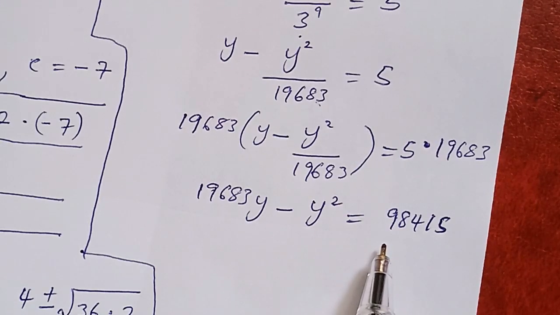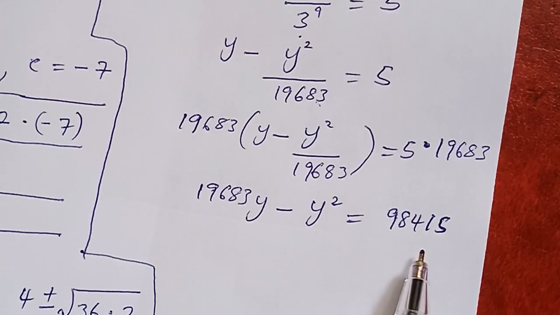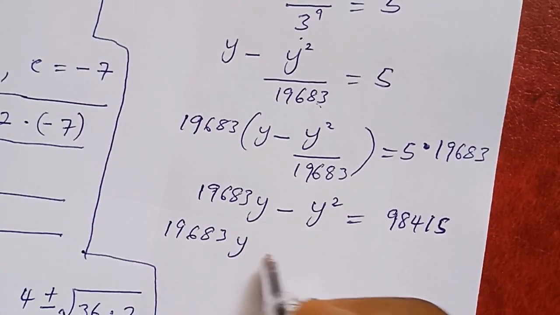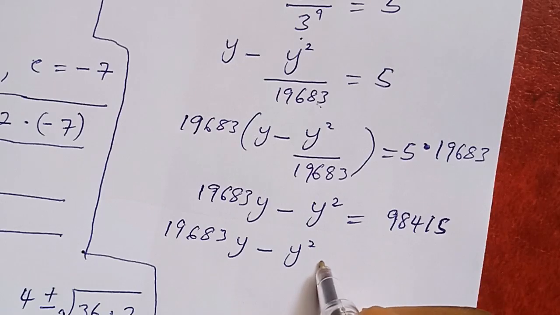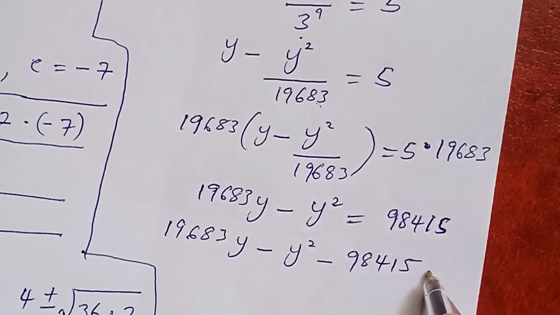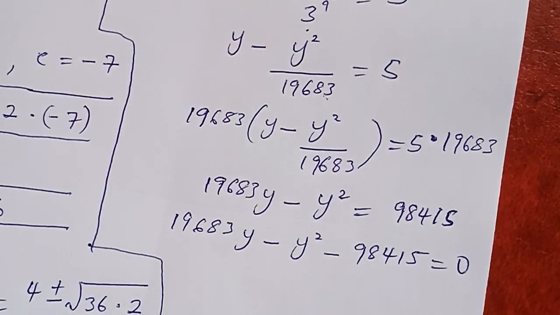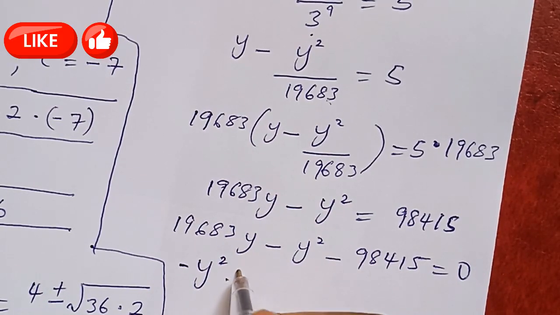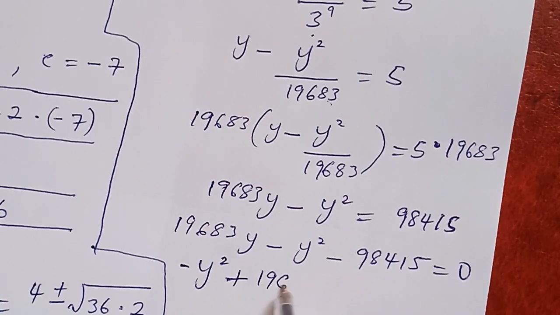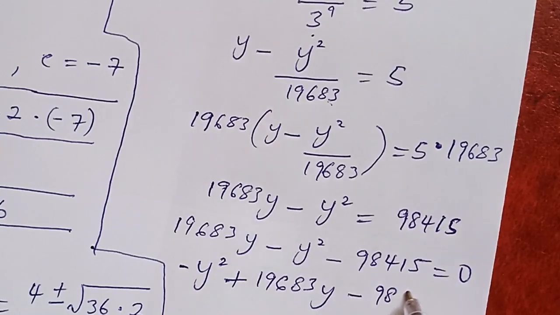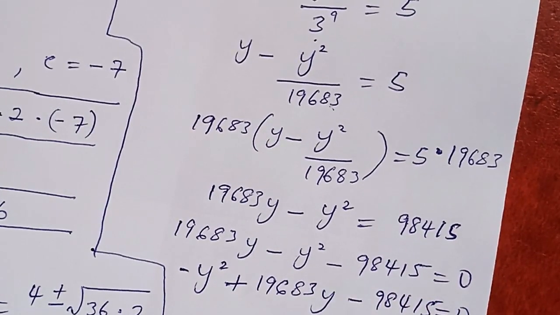So we can then move the constant term to the left hand side. So we have 19,683y minus y squared minus 98,415, everything equals 0. We can rearrange this. We have minus y squared plus 19,683y, then minus 98,415 equals 0.